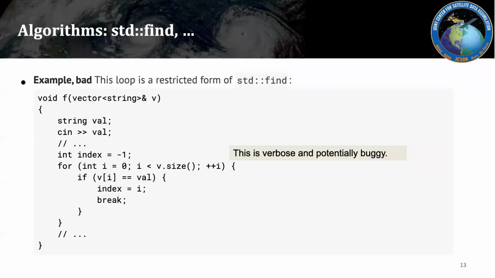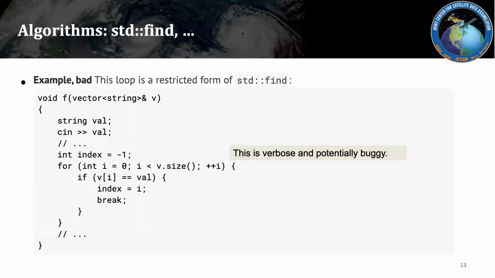So here's what I mean by that. Here's a bad example taken from the C++ core guidelines document, and I had a link to that on yesterday's slides. And this is somebody's attempt at replicating the basic standard find function, which would search for a value in a sequence and just tell you where it found that value. So it's just returning an index location.